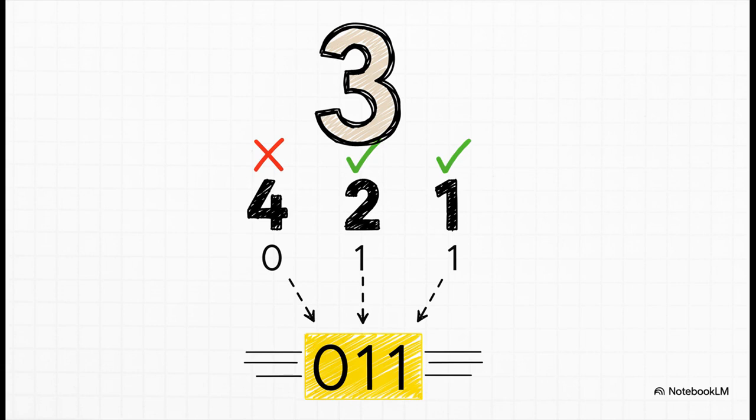So we think of these as on and off switches. Do we need the 4? Nope, so that's off. We put a 0 there. Do we need the 2? Yes, so that's on. We write a 1. And do we need the 1? Yep, that's on too, so another 1. And just like that, the octal 3 becomes the binary group 0, 1, 1.